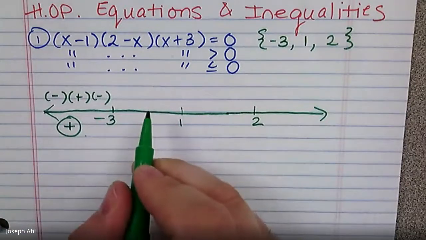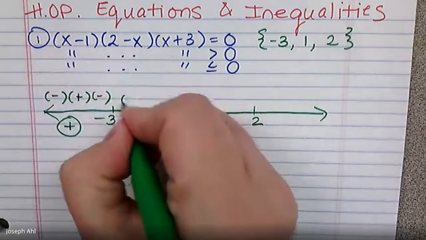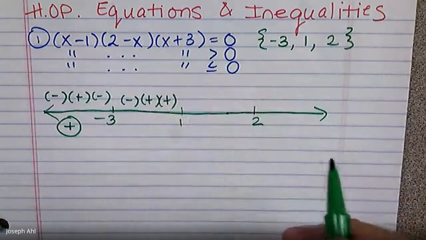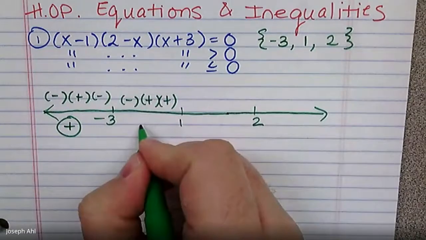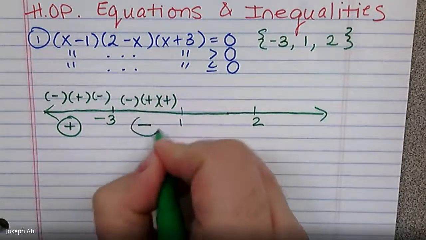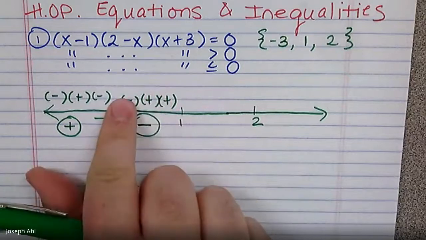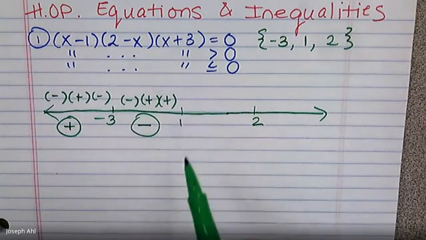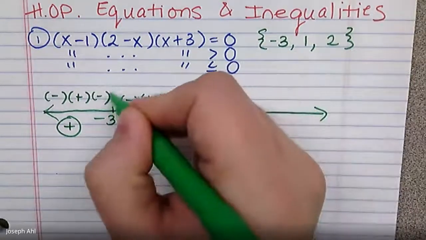Let's move on to the next section. Zero's in here, so I'll choose 0. 0 minus 1 is negative. 2 minus 0 is positive. And 0 plus 3 is positive. So in this section, we get negative, positive, positive, which altogether is negative, right? Positive times positive is positive, but then if I multiply by a negative, I get negative altogether. Remember, the order for multiplication doesn't really matter. Multiplication is commutative. You can choose whatever pair you want to start with.